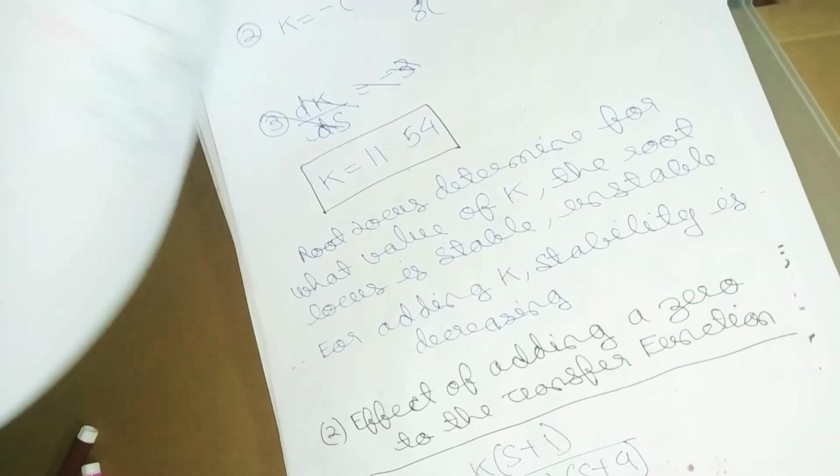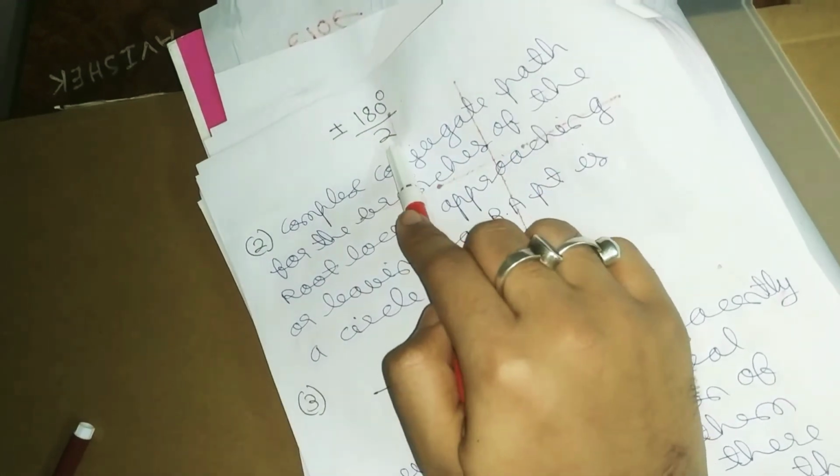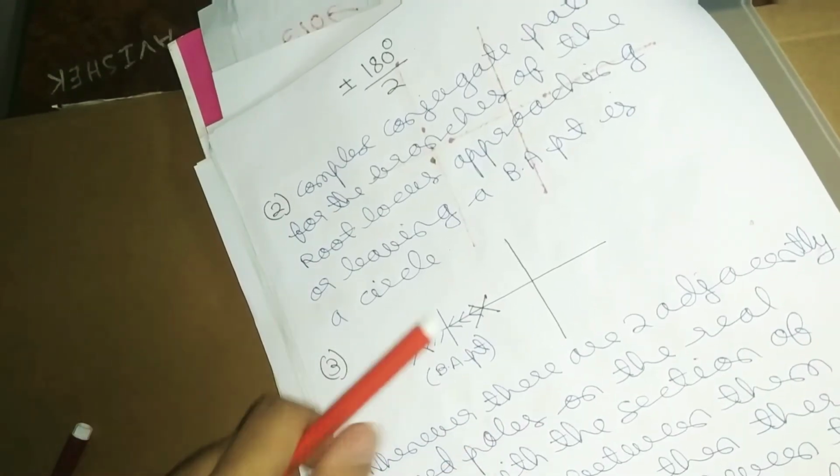And see here, this is 180° by 2. Why is it 180° by 2? Because there are 2 branches, so n is equal to 2.